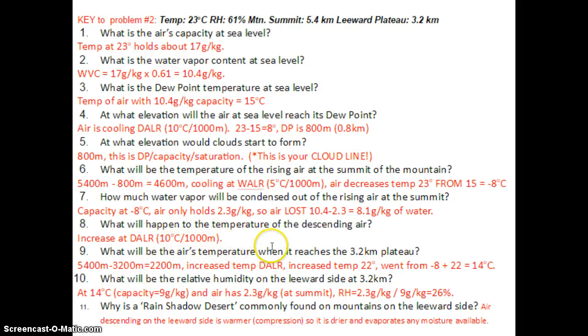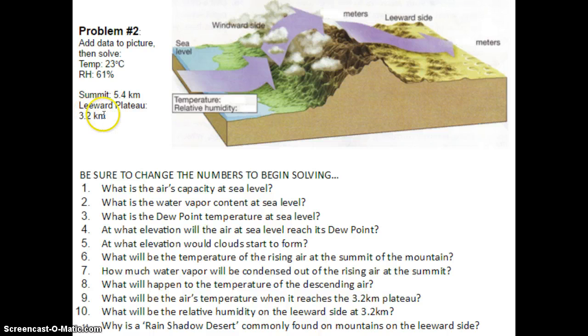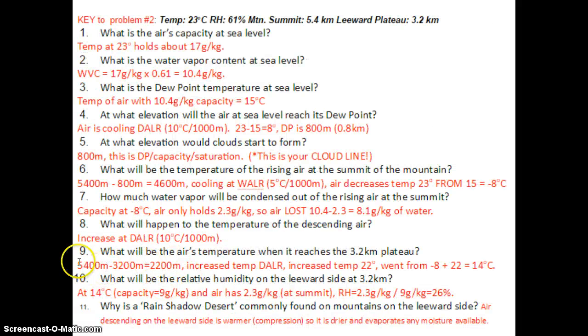So what's going to be the air's temperature when it reaches the 3.2 kilometer plateau? 3.2 kilometers is 3,200 meters, right? So we're up here and now we're descending. It's got to go from 5,400 to 3,200. It descended 2.2 kilometers, 2,200 meters. It increased at 10 degrees per 1,000 meters, so it increased in temperature 22 degrees. It went from -8 plus 22 to a value of 14 degrees Celsius.